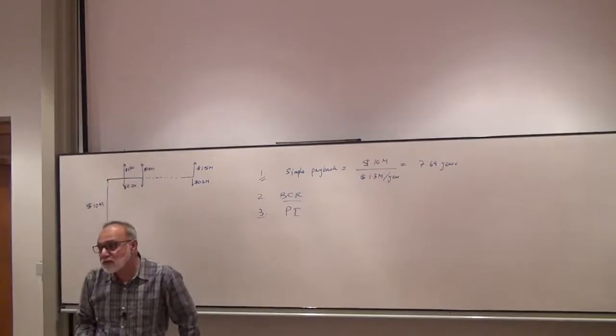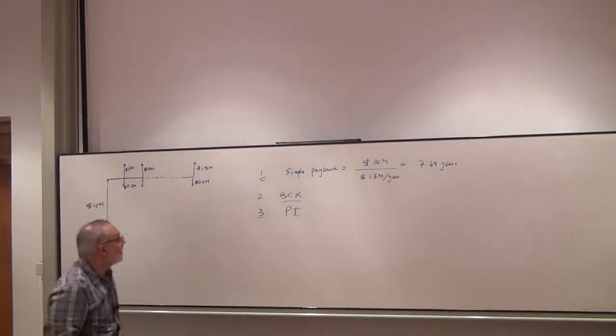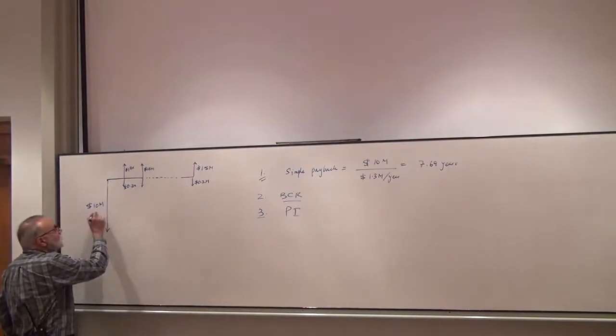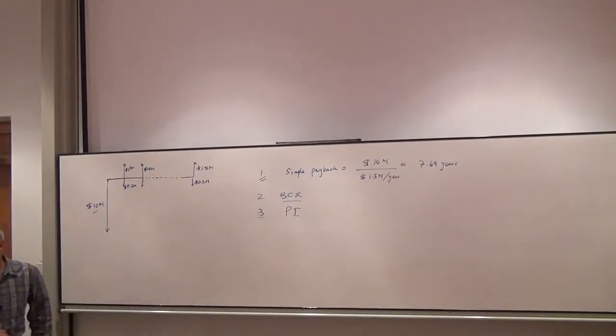Another way is to do it on an annual basis. We already have these on an annual basis. We just have to spread this 10 million over 30 years. Whichever way you like, you can do that. Both ways are correct. The same answer will come, regardless of how you solve it. Benefit cost ratio.